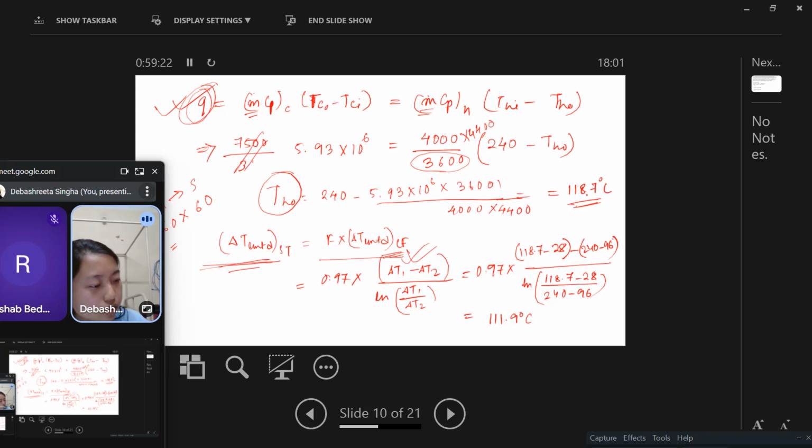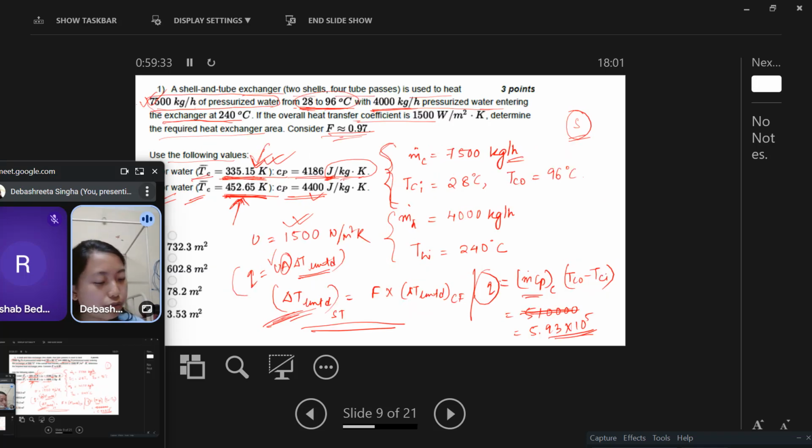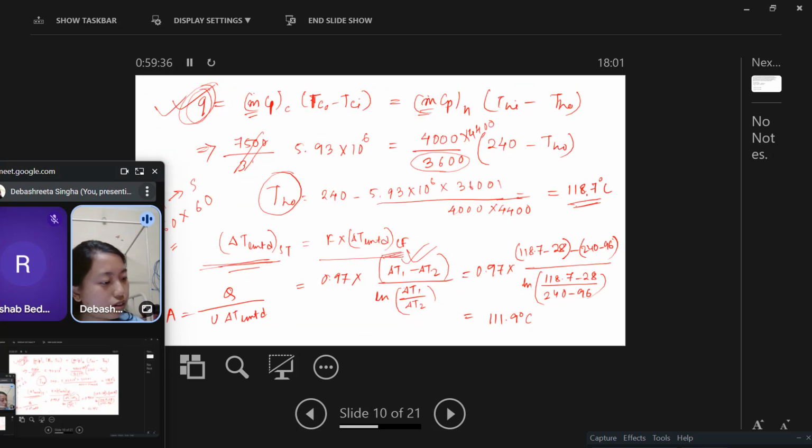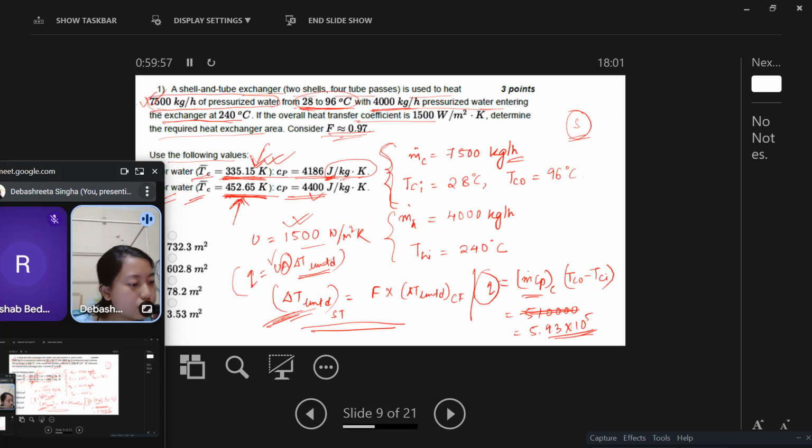Now you directly calculate what this A is. A is Q divided by U delta T LMTD. Q you have 5.93 into 10 to the power 5, U you have this 1500, and delta T LMTD is this. If you substitute all this, you will get the area as 3.53. Just calculate all this after the class is over. Then you should note down all these values. The answer should be this, the last one.